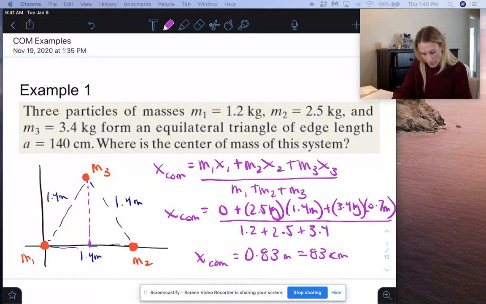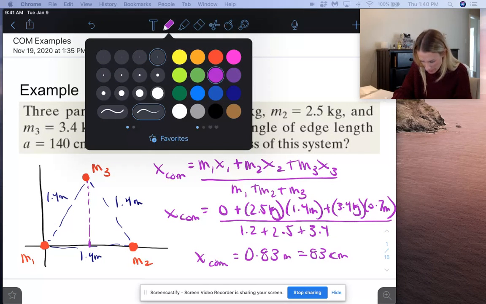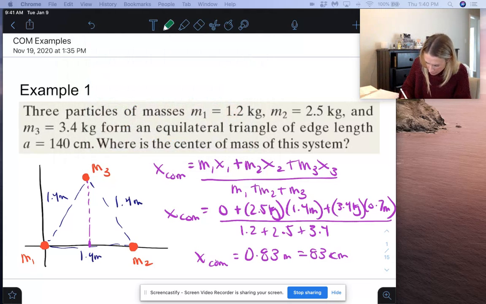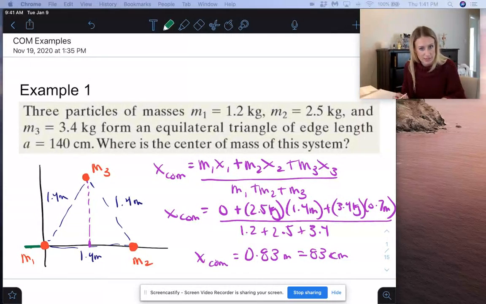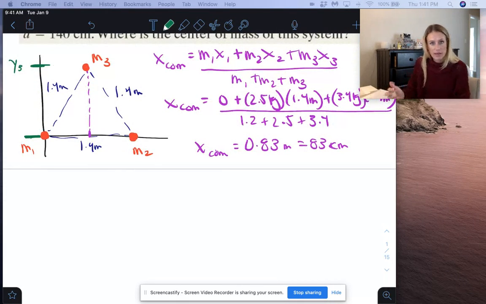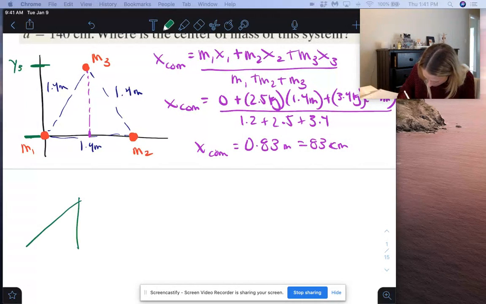Now let's look at the y coordinate. Let's do that in green. We can see that the y coordinate for both mass 1 and mass 2 is going to be 0 because they're both located on that x-axis. So that means y1 and y2 will both be 0. Now we need to find the y coordinate for mass 3. In order to do that, we can just use the Pythagorean theorem. So in that triangle right here, I have 70 centimeters here, and, let's keep it all in centimeters, 140 centimeters here.